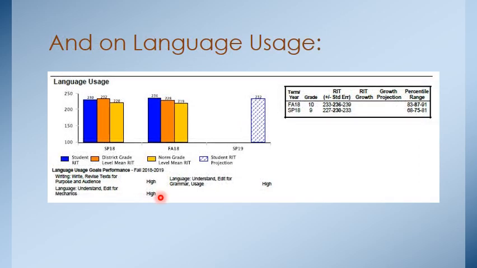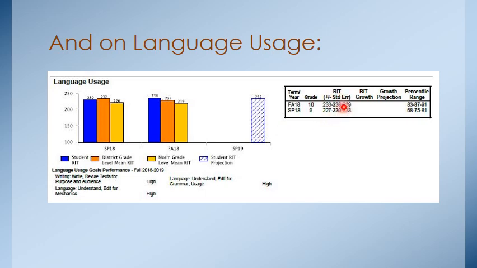Here again we find the same pattern. Student, SC student, your student, SC average for grade level, national average for grade level. This was in this last spring. Fall, your student, SC average, national average. Spring of this year, a projection.